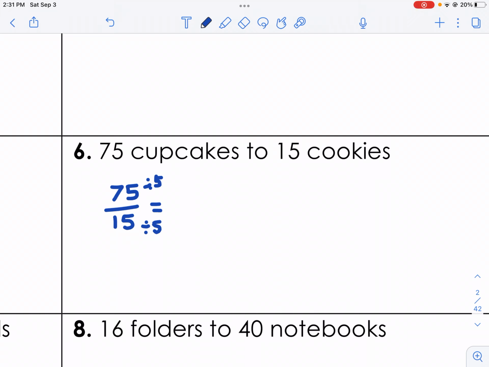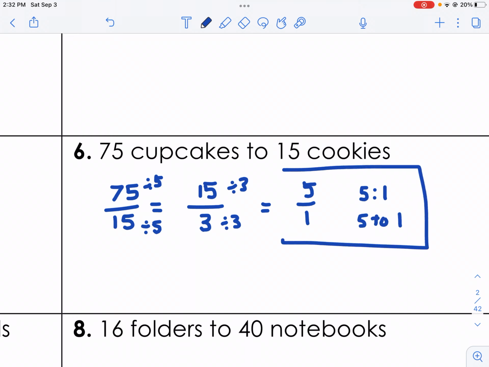If you need to grab a calculator, you can. 75 divided by 5 turns out is 15. Maybe you knew that. Maybe you don't. I don't know. What's 15 divided by 5? That's 3. Now our numbers are a lot smaller. Now let me look at 15 and 3. Are there any numbers besides 1 that go into both of those? And yeah, 3 goes into 15, and 3 goes into 3. So that becomes 5 over 1, which is 5 to 1 this way, or 5 to 1 that way.